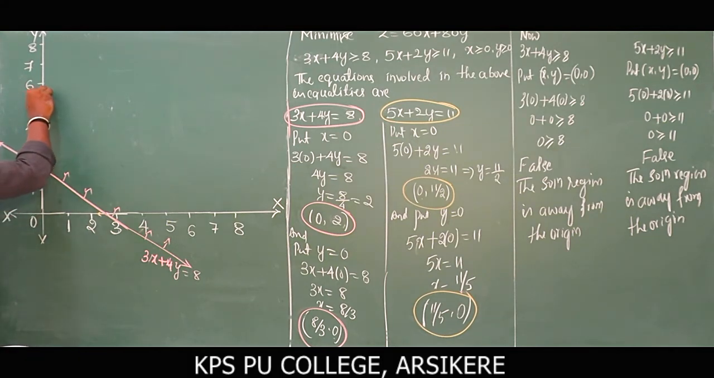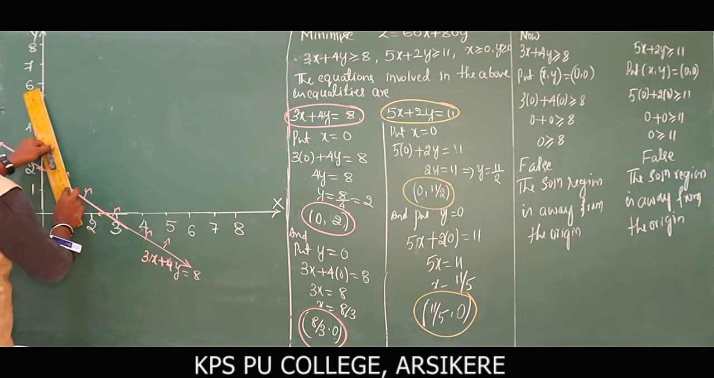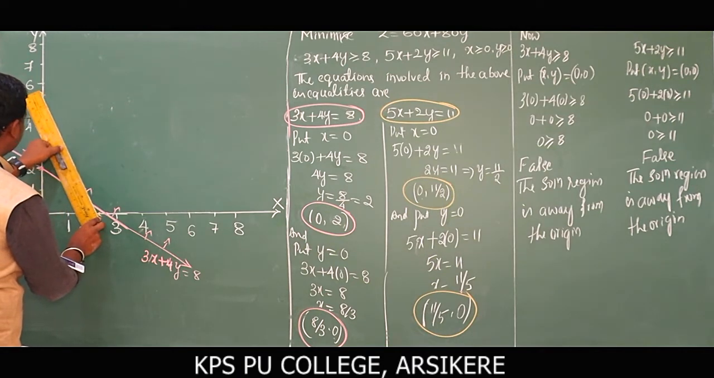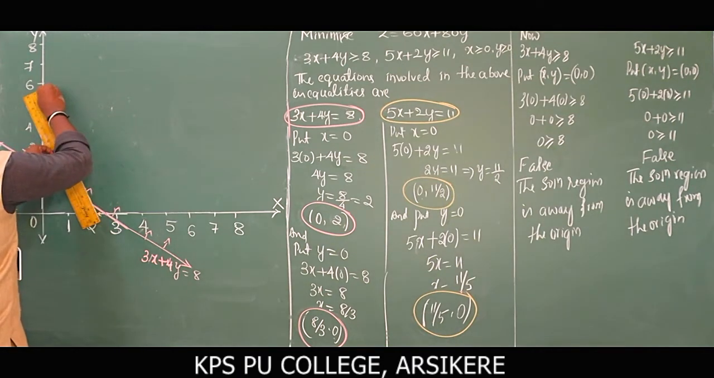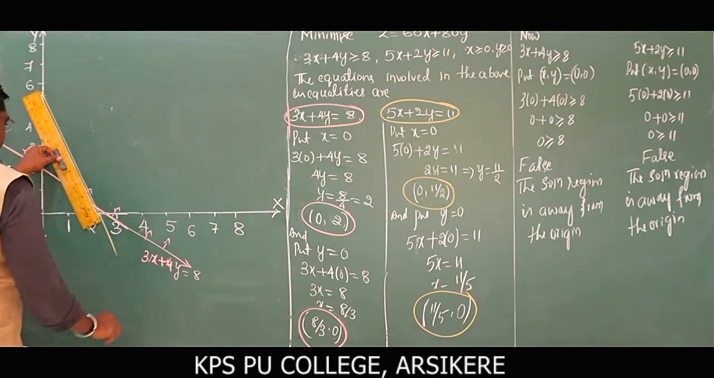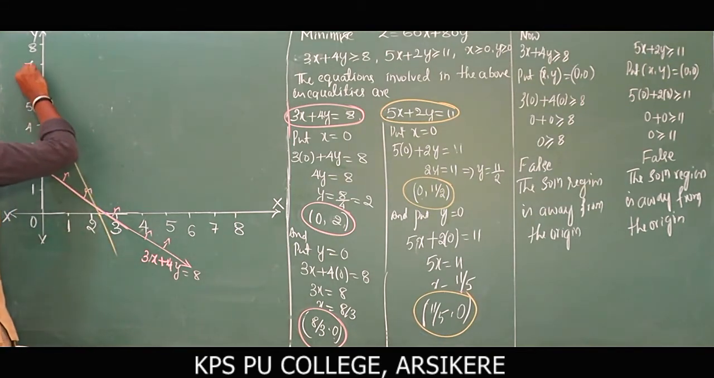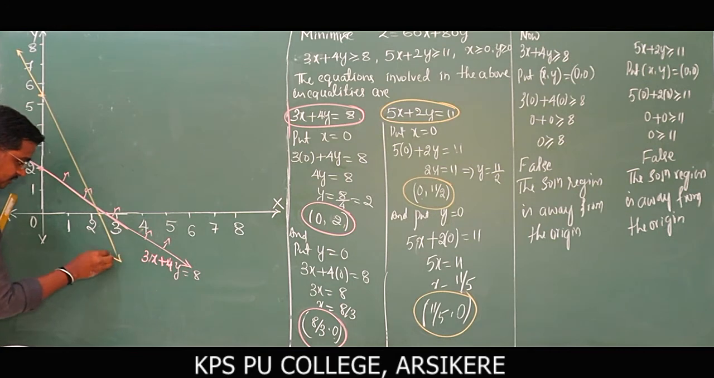So join these 2 points. I'll take the scale. So join these two, and when we join the two points, we get this line. And continue this one.